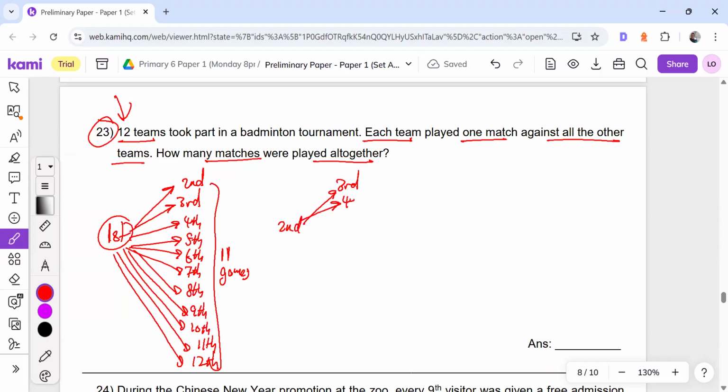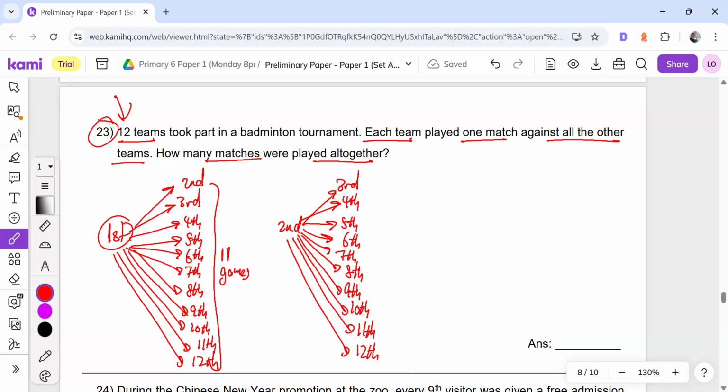Then after that, the fourth, fifth, and then sixth, and then seventh, and then 8, then 9, 10, 11, and 12, right? And how many games did the second team play? 1, 2, 3, 4, 5, 6, 7, 8, 9, 10. Do you see a pattern? Do I need to draw for third team, fourth team? Do I need to draw some more? No, I don't want. Too many.